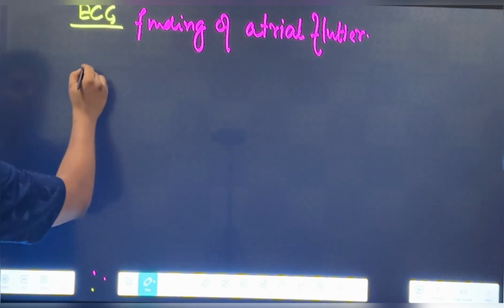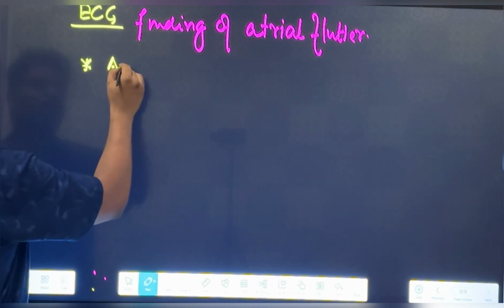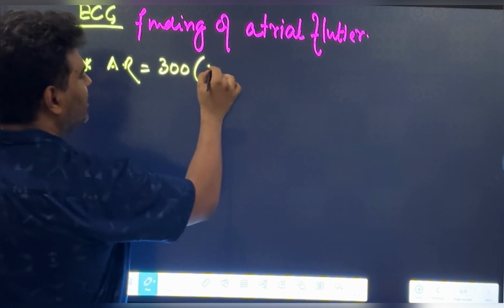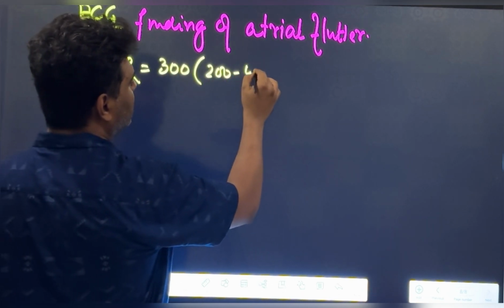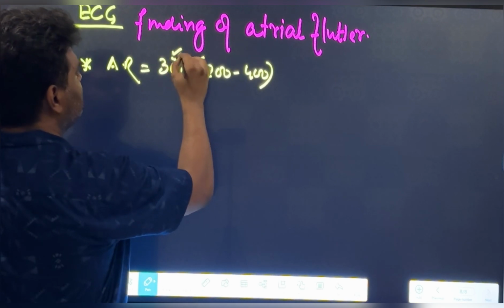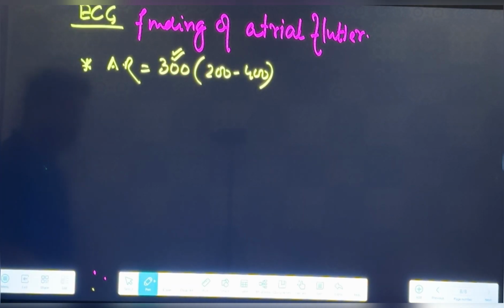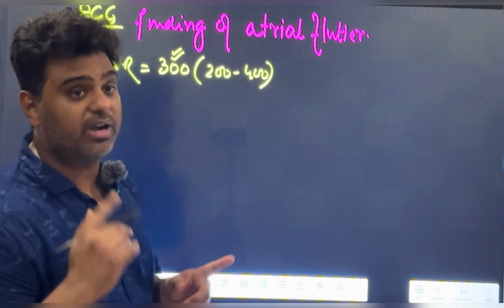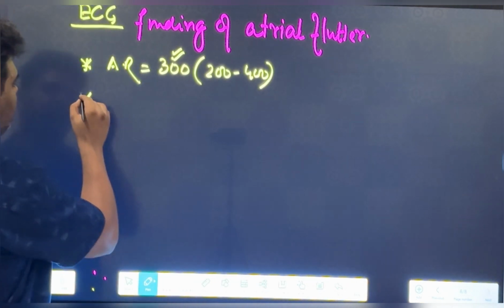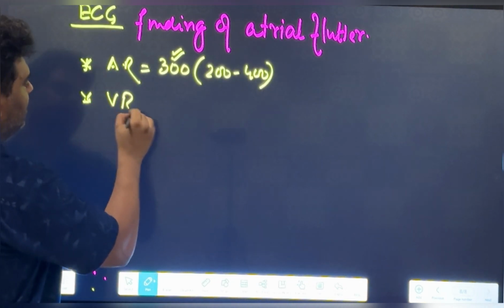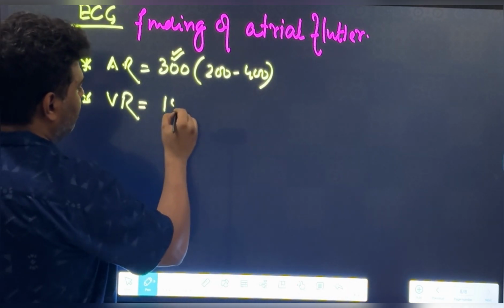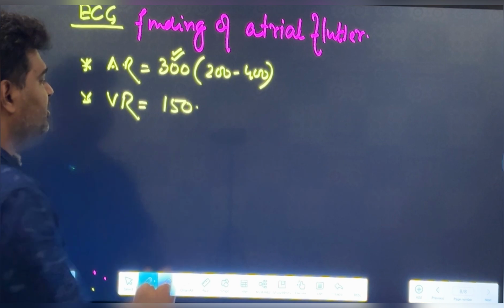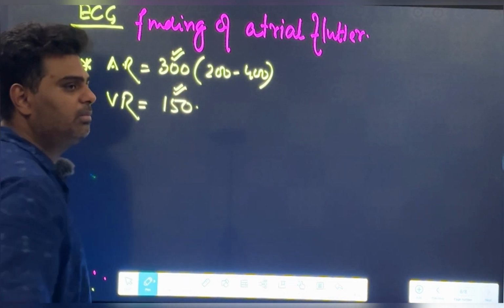First, atrial rate is generally 300. It can be anything from 200 to 400, but generally the atrial flutter rate is 300. So whenever the atrial rate is about 200 to 400, you should think of atrial flutter, first thing. Second, ventricular rate is generally 150.